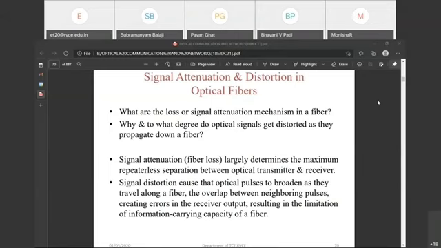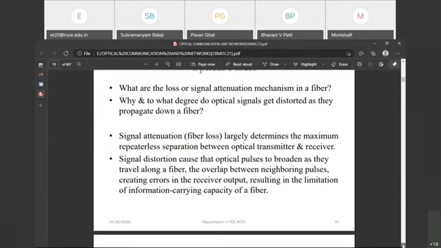So this is a basic definition. When the signal passes through it, the repeaterless transmission is determined by the attenuation. Next, let us see the pictorial representation of it.